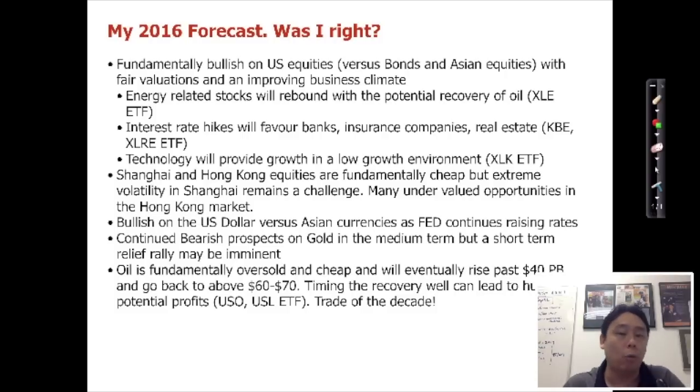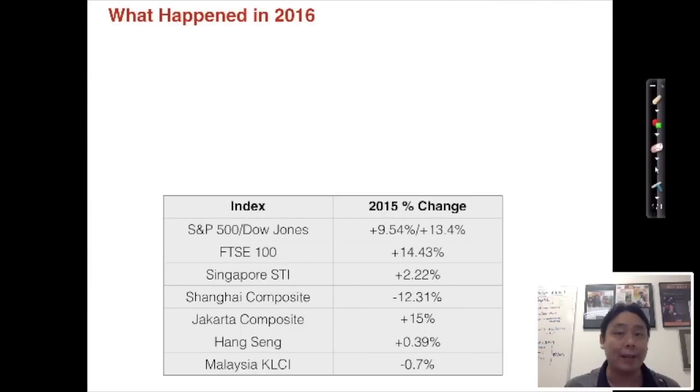So I believe that oil was fundamentally very oversold and cheap and would eventually recover past $40 per barrel. And it would eventually go back to $60, $70 in time to come. So I said that you're going to really start buying oil and you make a lot of money. And the way to have done that would have been buying the oil ETF, which is the USO or the USL. And I called it the trade of the decade, right? Great. So that's what I said in 2016. Was I right? Let's check it out.